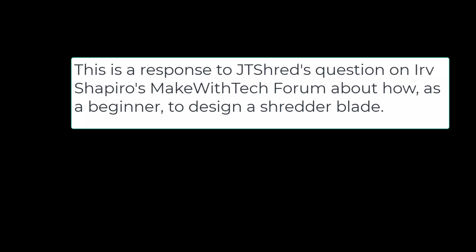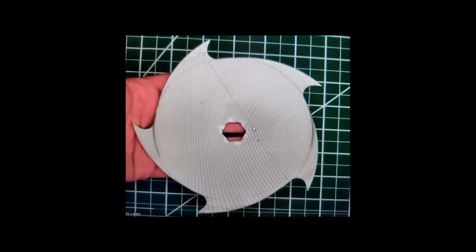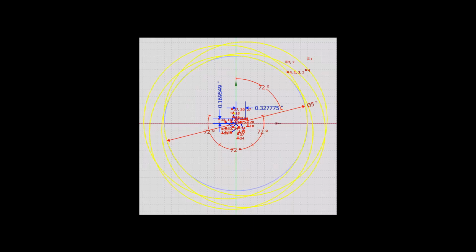I took up the challenge from JT Shred to make this shredder blade. These are my parameters. I'm using 20.1 or 0.20.1. This is what JT is trying to make. It's some kind of shredder blade. This is what it finally looks like, what I was able to make with it. And the interim stage of all this is this drawing, and we'll show you the rest of it now.